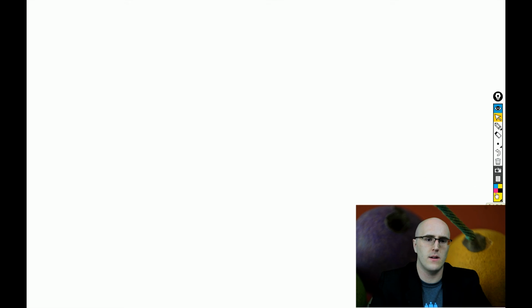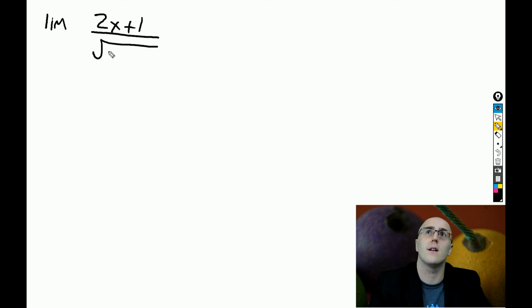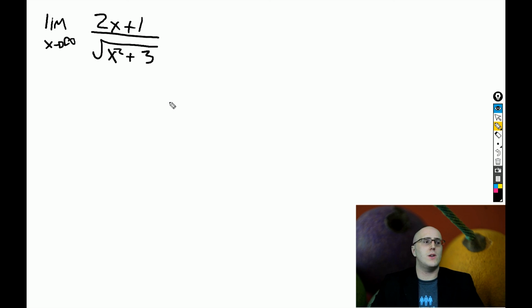All right, let's jump into another example. This one, we're going to do another infinity one. The limit of (2x + 1) over the square root of (x squared + 3) as x approaches infinity. So this one doesn't have a hole. We could just plug in infinity, but like I mentioned earlier, infinity isn't a number.